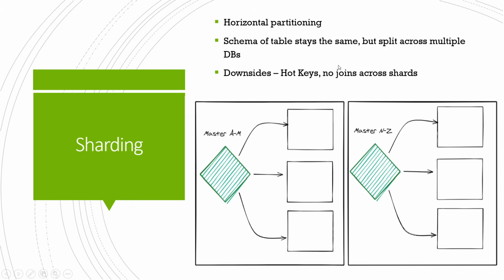The big upside, of course, is that you can now handle more traffic. The downside is what's called hotkeys. So let's say, like XYZ, those names aren't going to have as much traffic as certain other letters. So it can result in uneven traffic if you're not careful about how you're sharding your database. You also have the issue that you can't join across these shards because the data is separate. If you do, it's going to be very slow.